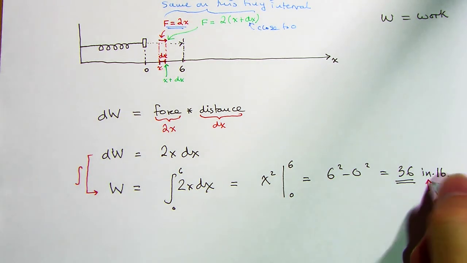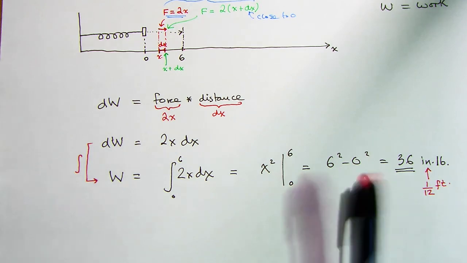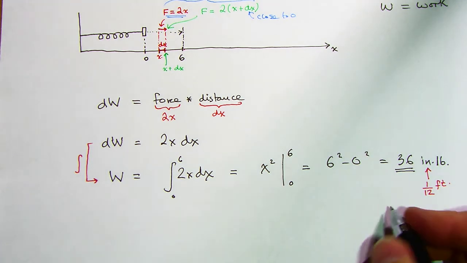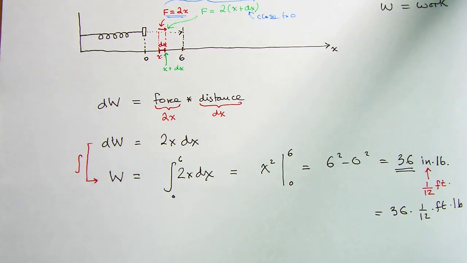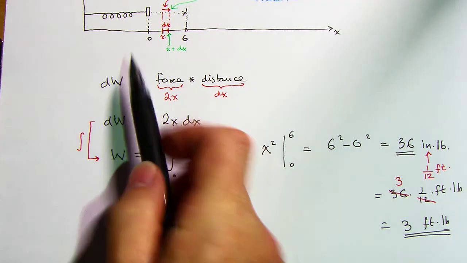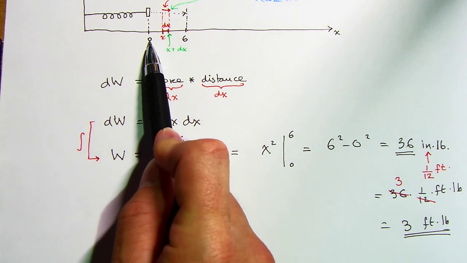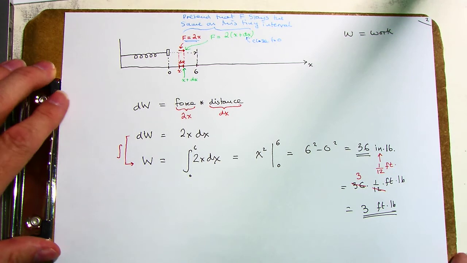What is an inch if you rewrite it in feet? How many feet is an inch? Isn't that 1/12 of a foot? Come on, guys. An inch is 1/12 of a foot, isn't it? So this is 36 times 1/12 foot-pounds. And of course, you can cancel the 12 into the 36 and get 3. So now we have 3 foot-pounds of work. And that's it. That's how much work it took to do that stretch. It took 3 foot-pounds of work to stretch it from 0 to 6 inches beyond its natural length. All right? Any questions about what we've just done?